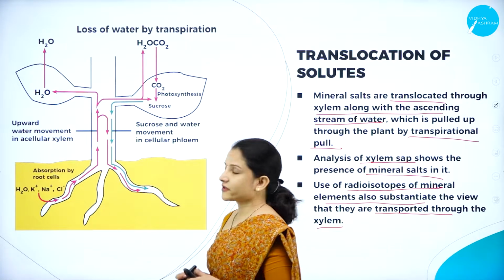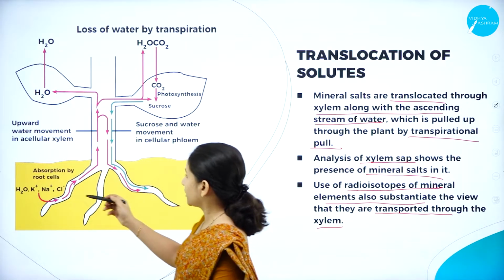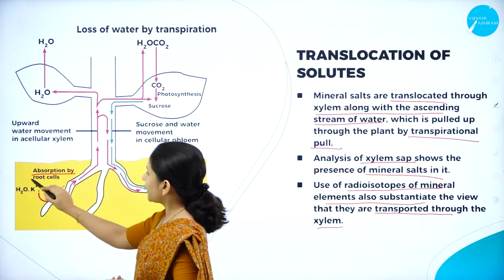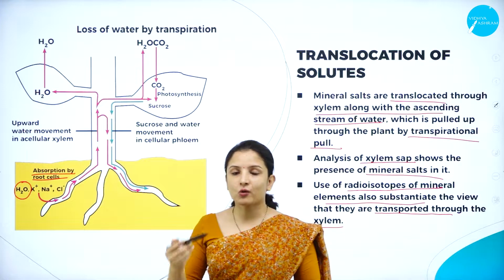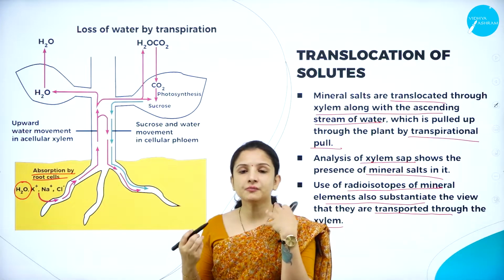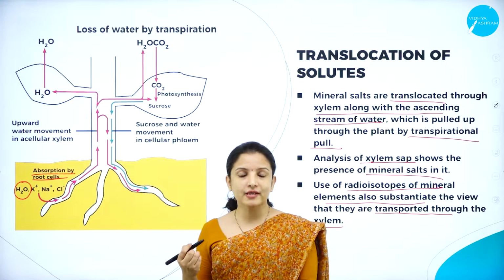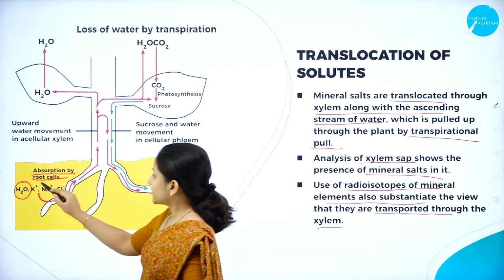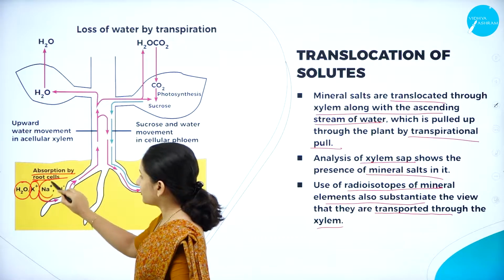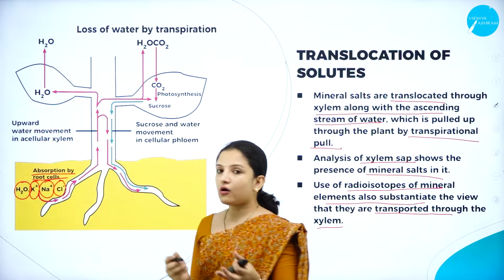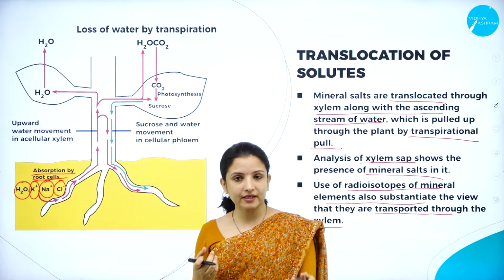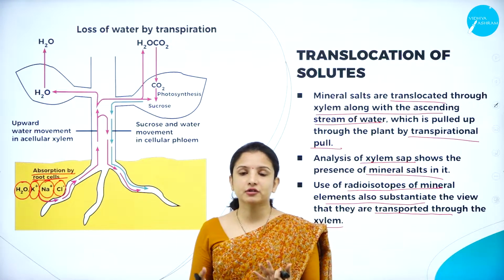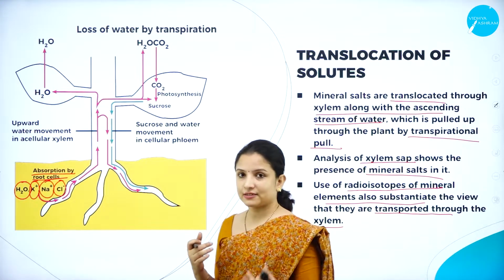So there is a picture which can make you understand even more clearly. So the absorption by root cells. There is water present. Along with water, what is dissolved in the water? Whatever fertilizers or nutrients that we add to the soil, right? Such as the potassium ions, the sodium ions, the chlorine ions, and various other fertilizers or mineral elements or essential elements that we add to the soil, all of those get dissolved in water.